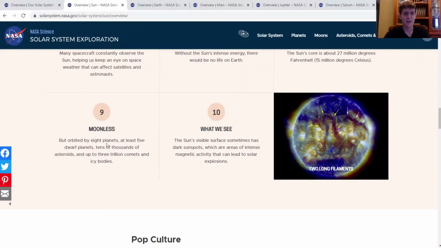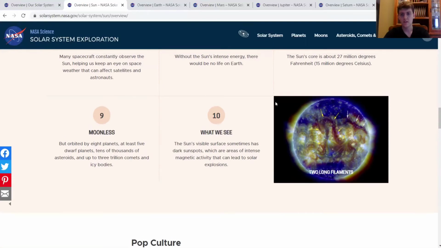The sun is orbited by 8 planets, at least 5 dwarf planets, tens of thousands of asteroids, and up to 3 trillion comets and icy bodies. The sun's visible surface sometimes has stark sunspots, which are areas of intense magnetic activity and can lead to solar explosions. I guess these are some of the sunspots you can see.